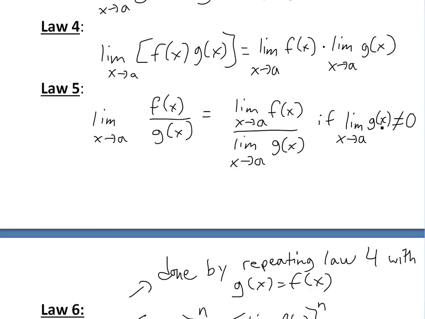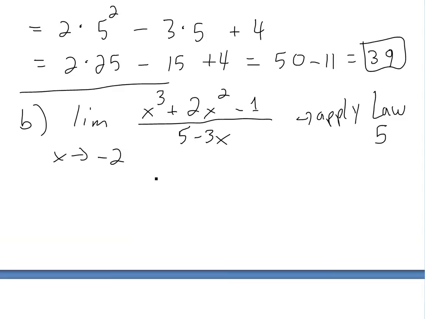This is only if the bottom is not equal to 0. So first thing you have to do is check the denominator. If you just plug the negative 2 inside here, you're going to get 5 minus 3 times negative 2, which is plus 6, so it's going to be 11, and it's not equal to 0, so we're good.